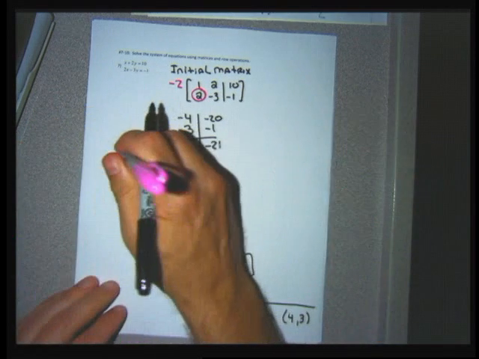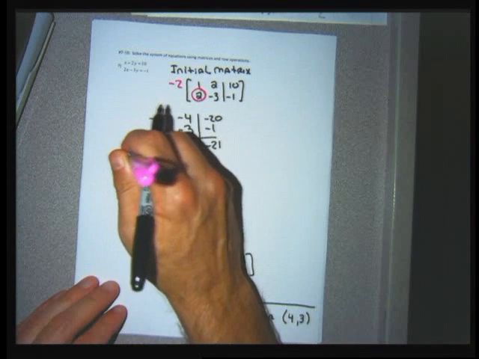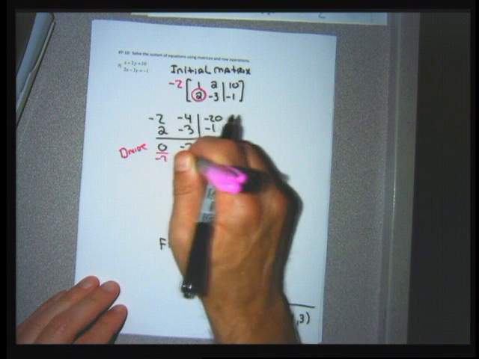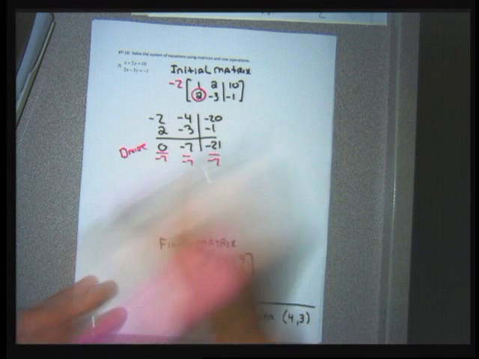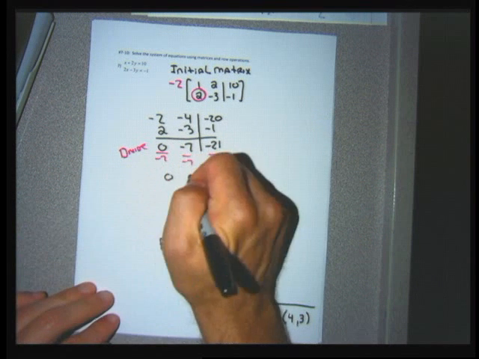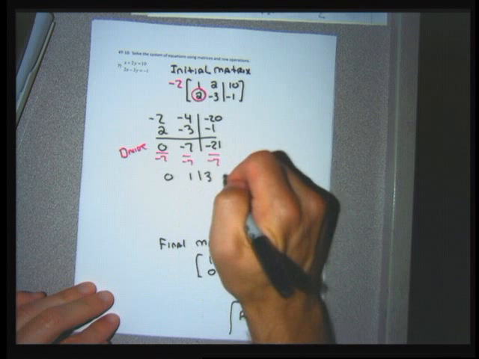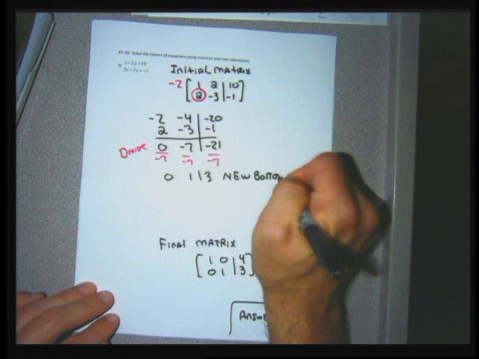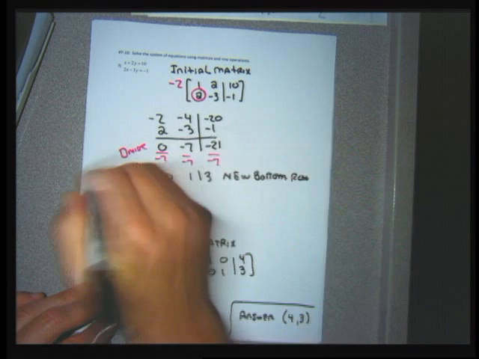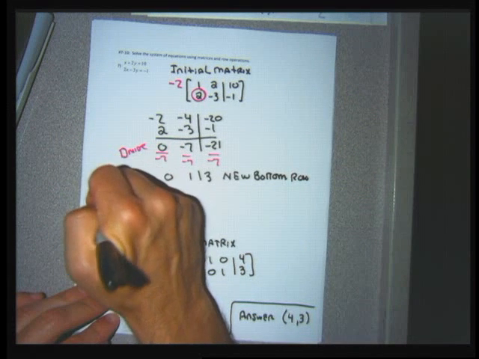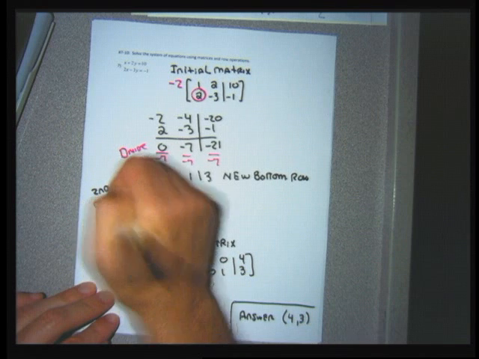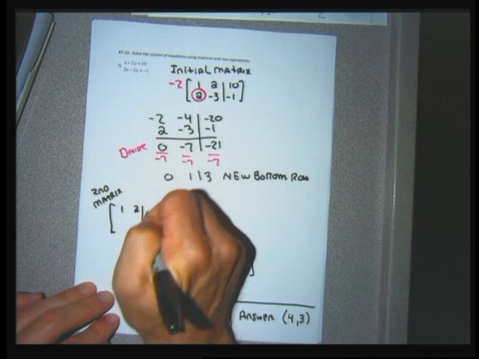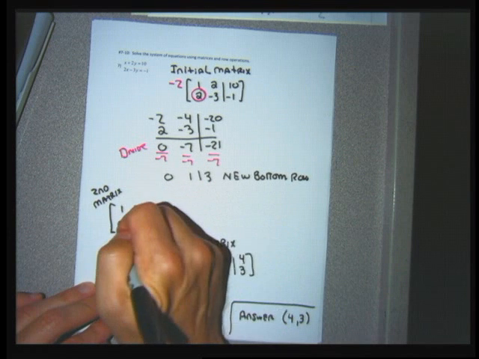Before I make my second matrix, because every number in this row is divisible by negative 7, I'm going to divide by negative 7 and get 0, 1, and 3 for my new bottom row. So that's going to lead me to the second matrix. The second matrix is going to have the same top row of 1, 2, and 10, and a new bottom row of 0, 1, and 3.